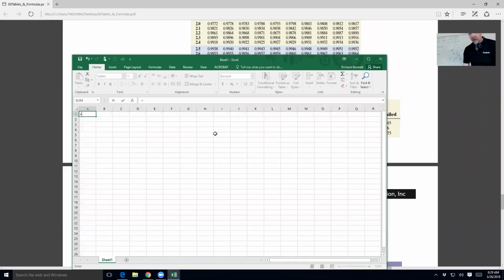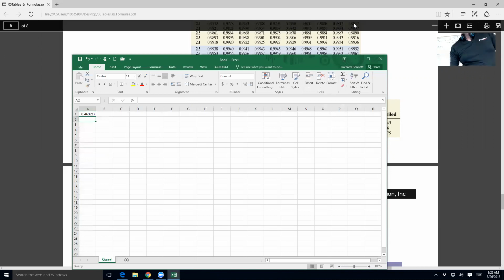Okay, so my denominator is the square root of 0.5 times 0.5 divided by 500. I'm going to multiply that by negative 1.645, and then I'm going to add 0.5. So this value is 0.463. So this is 0.463 right there.